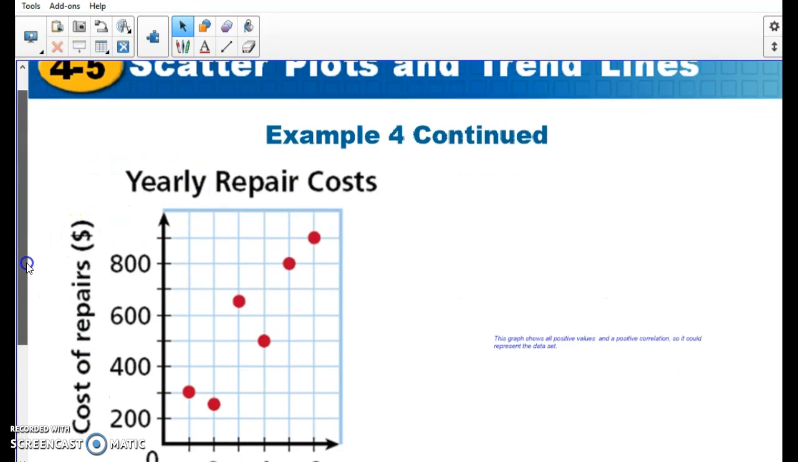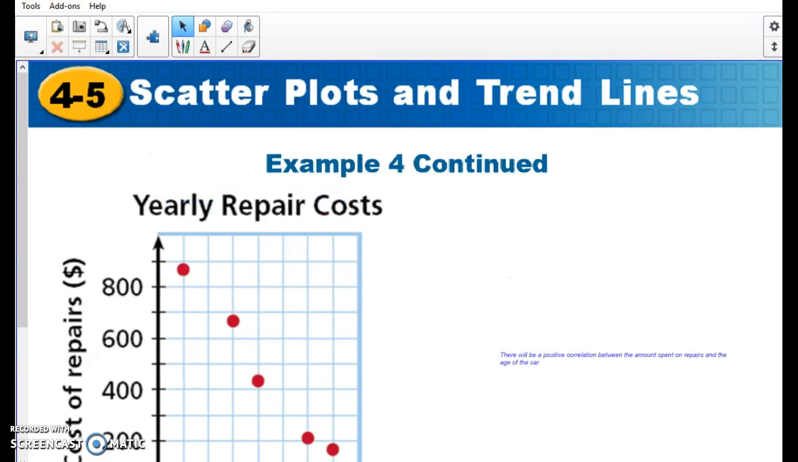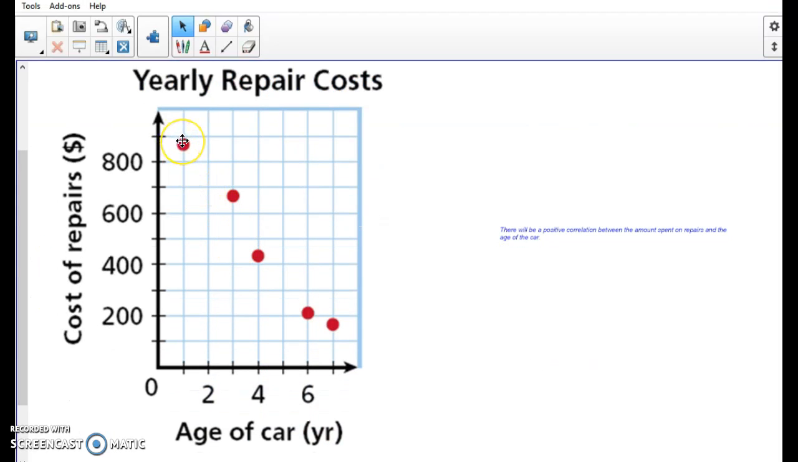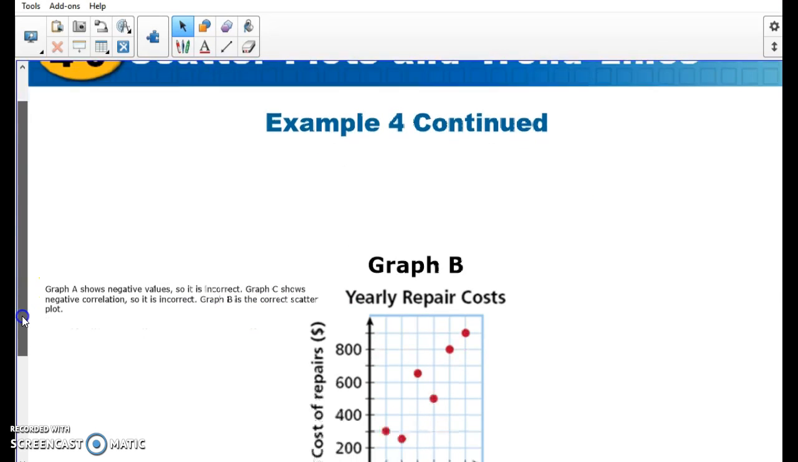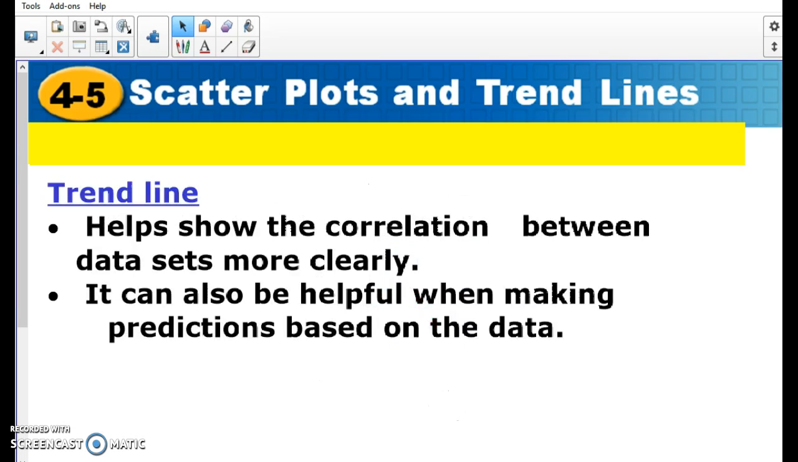Okay, B, the graph shows a positive correlation, so it could still be in play. Could still be the answer. And C said the correlation will be a negative correlation. Well, that doesn't make sense. You're not going to spend a lot of money on a new car for repairs. You're going to spend money on old cars for repairs. So that means our answer has to be B. So here we see, first year, second year, they're not spending that much money to repair a brand new car. But as the years go on, we're going to be paying a lot more to repair that car.